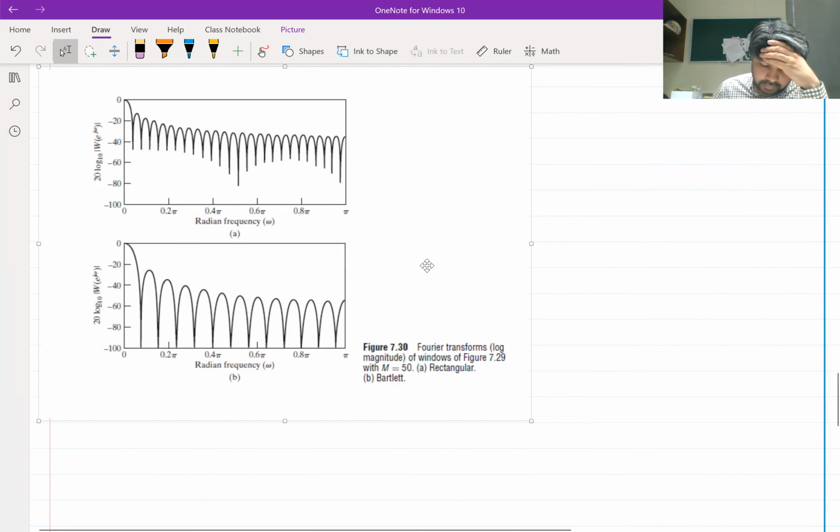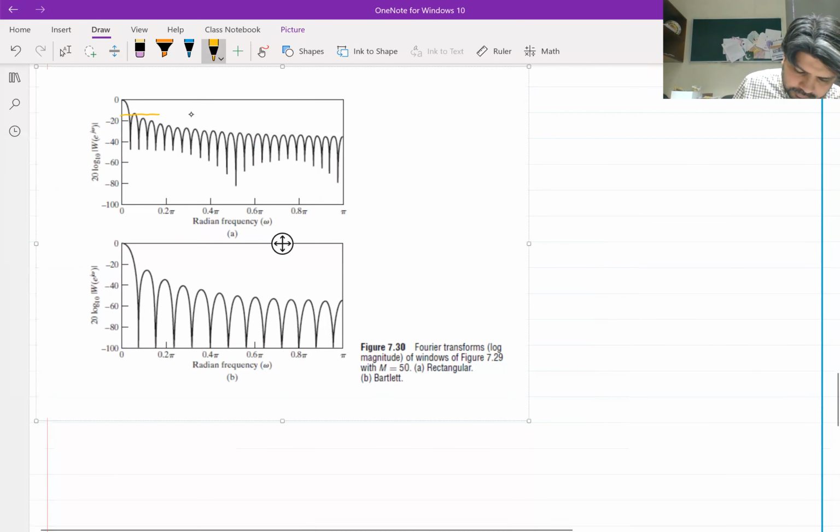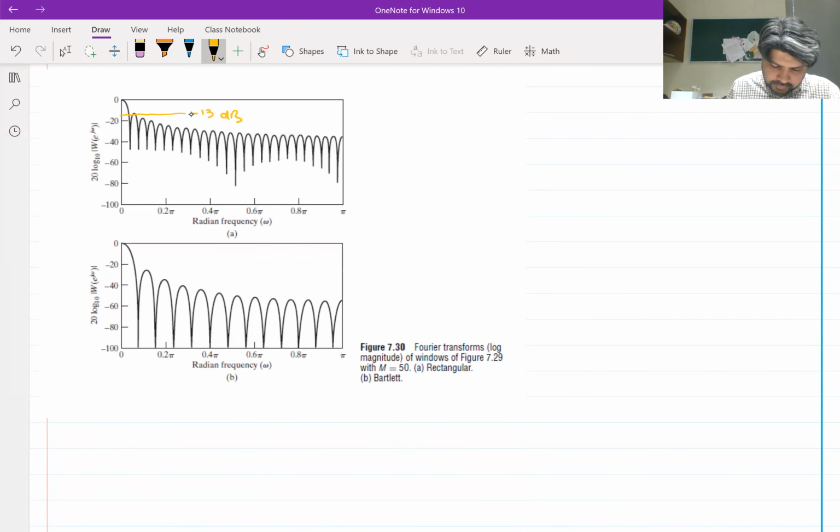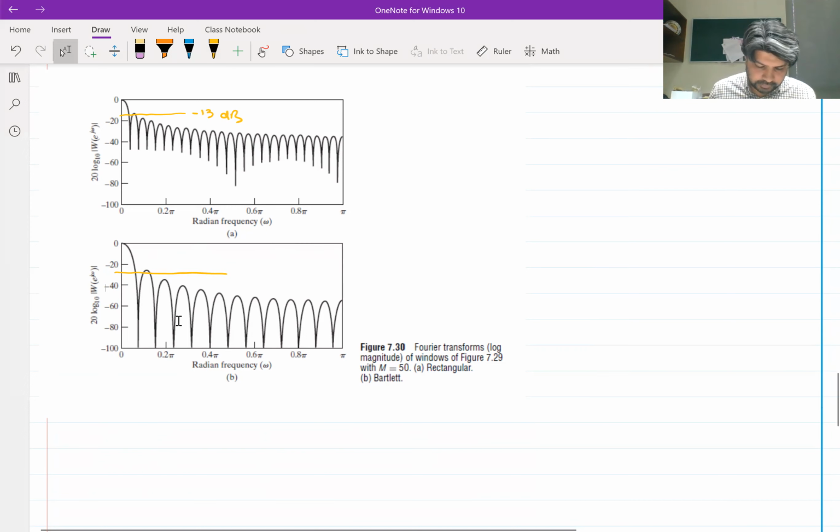So your rectangular window has very high side lobes. That is -13 dB where its side lobes start. Do you see that? This line, yes sir, -13 dB. And its side lobes are significantly lower. Okay? So one thing is that you can reduce the side lobes using a Bartlett window. Okay? Now let's look at other responses as well.